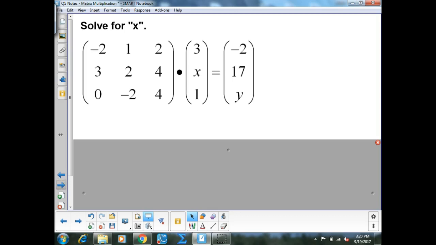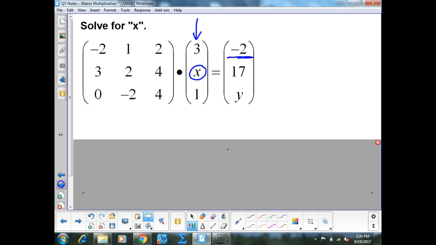This time, solving for x. So now I've got a matrix multiplication problem, and I want to know what number had to be right there in place of the x. And so if we think about it, I know I'm going to have to go down this column because it's the only column there.